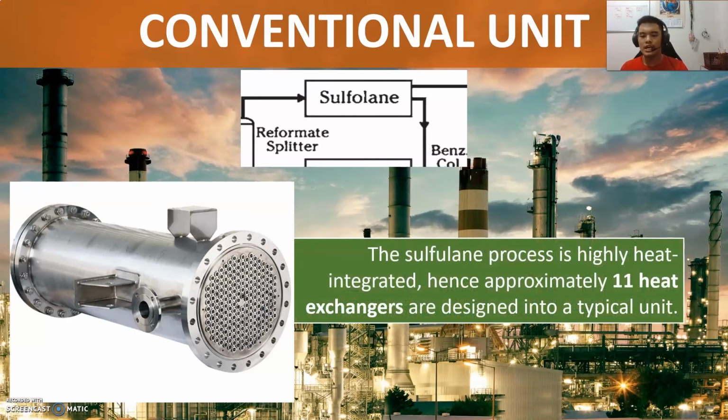Another one is the sulfolane process heat exchanger. There are approximately 11 heat exchangers in the actual sulfolane process flow diagram, and a typical unit is highly heat integrated, meaning the exchangers are heavily used due to the numerous cold and hot streams in the sulfolane process unit.